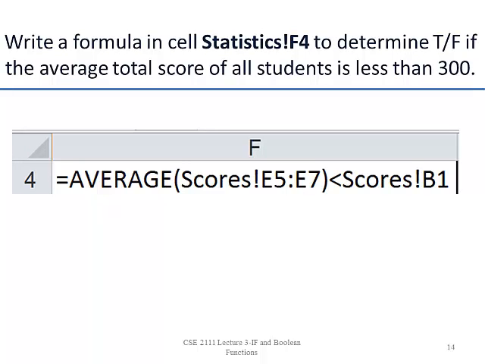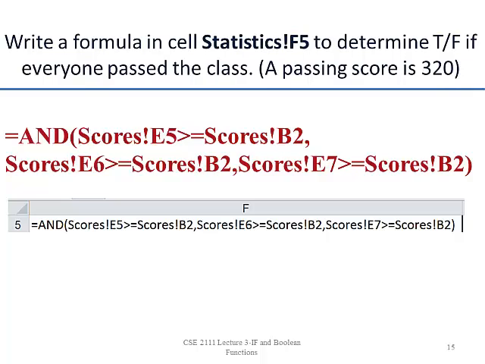Write a formula in cell Statistics F4 to determine true or false if the average total score of all students is less than 300. We're using the AVERAGE function to average all the students' scores, and then we put less than 300, which is Scores B1, which has the value 300 in it. If the average score is less than Scores B1, it's less than 300, it'll display a true. Otherwise, it will display a false in your cell.